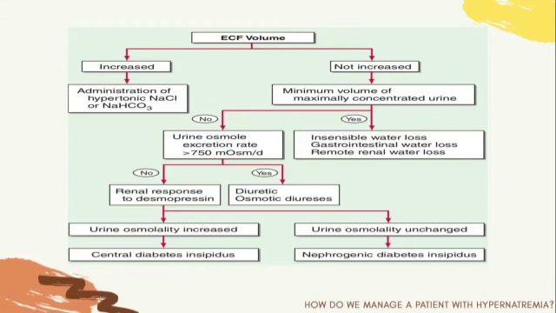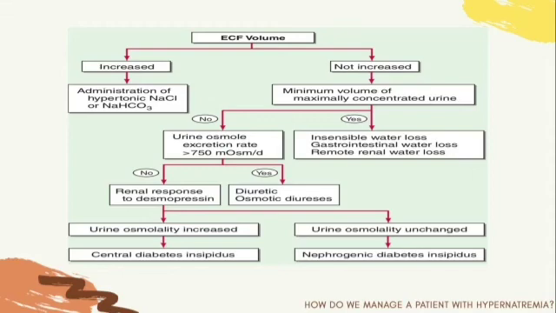If extracellular fluid volume is not increased, then serum and urine osmolarity is assessed. If there is excretion of low volumes of maximally concentrated urine, which is defined as less than 500 ml per day of urine with a concentration of more than 800 milliosmoles per kilogram, then extrarenal sources of water loss would primarily be responsible for the hypernatremia.